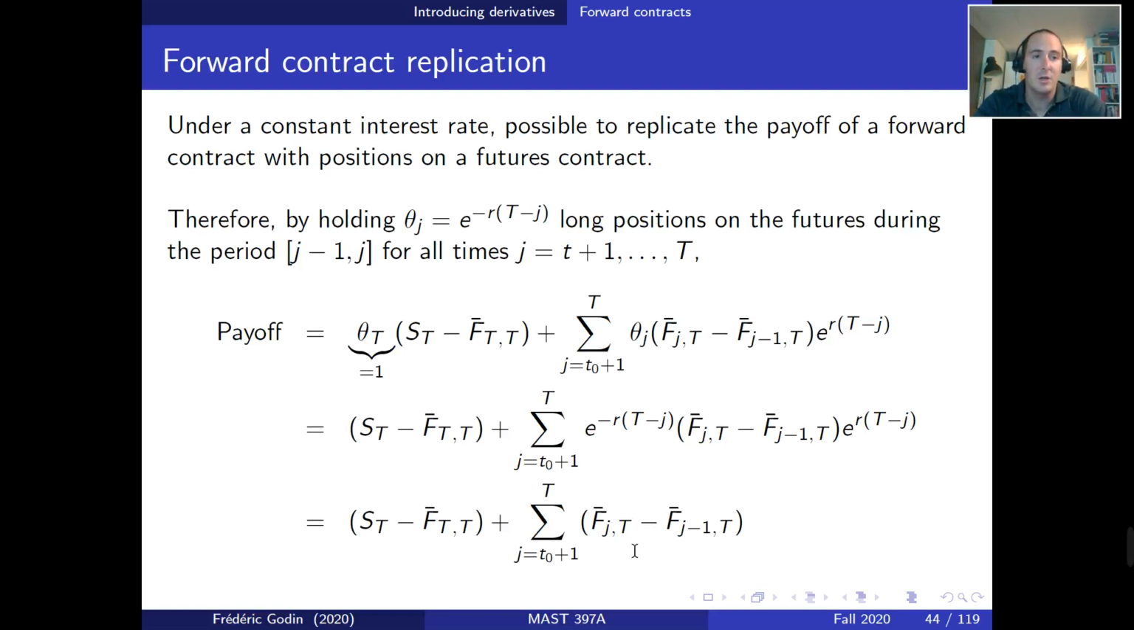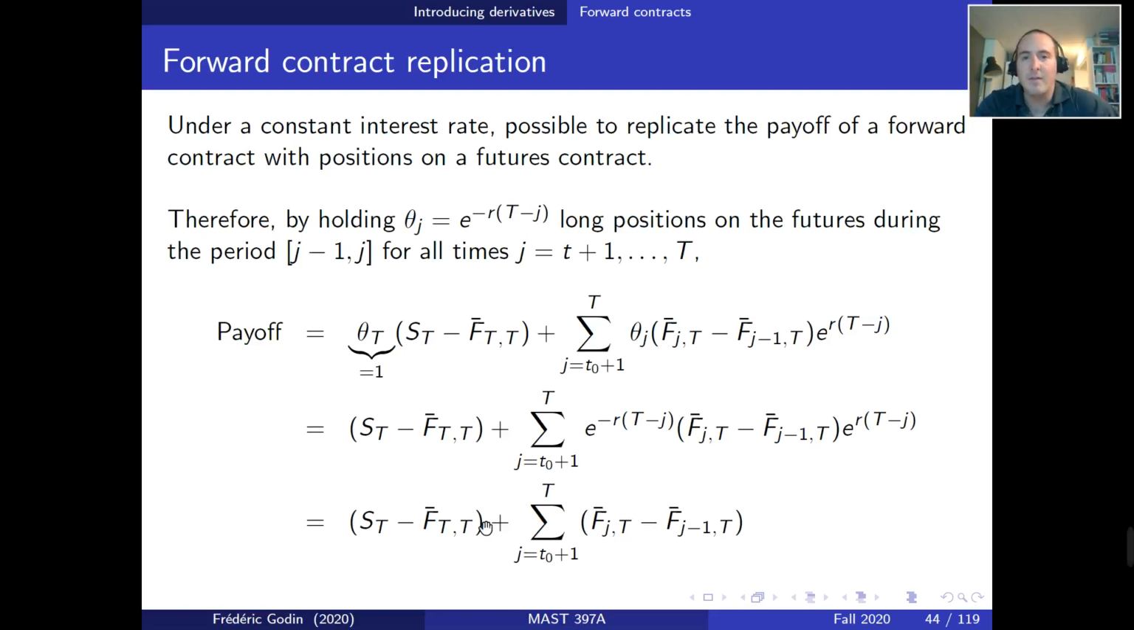Okay, so this shows that in practice, it's redundant if you assume constant interest rate. It's redundant to have both a forward and a futures contract because one can lead to the payoff of the other. So this is why in practice, on some products, we typically have only a forward price or a futures price. We typically don't have both. Okay, so how do we do that?